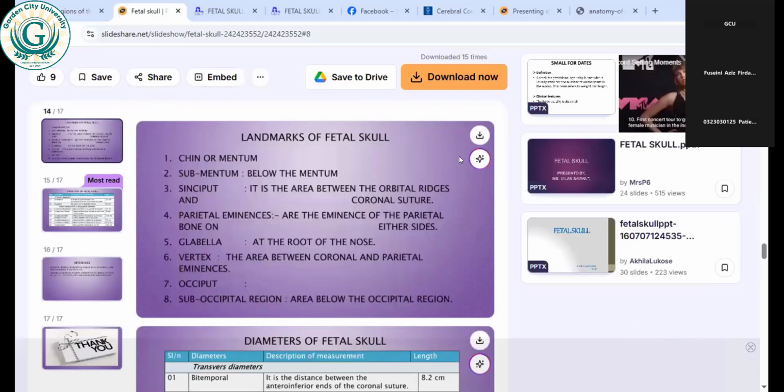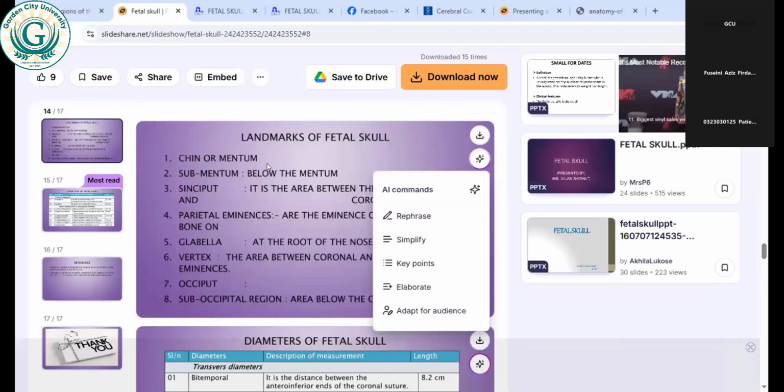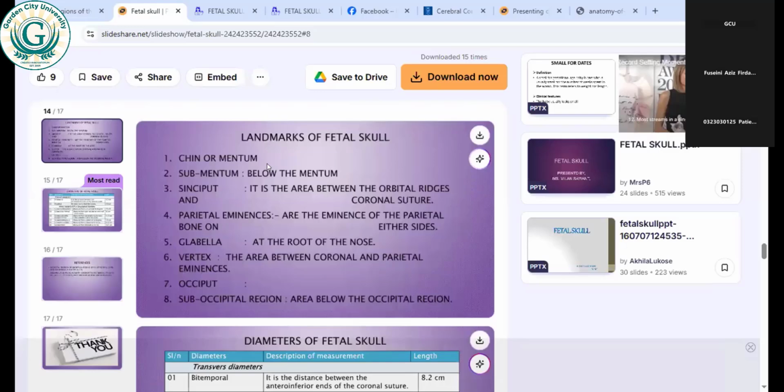Hello, yes, please. The one you are projecting, can you project the regions? The regions.